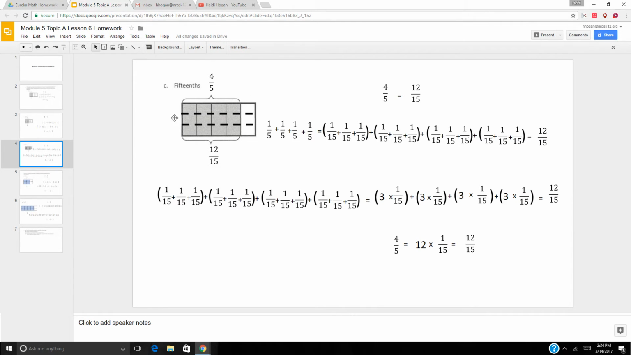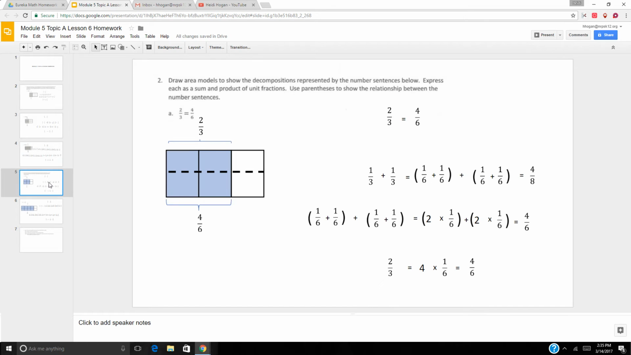So 1/15 plus 1/15 plus 1/15, plus 1/15 plus 1/15 plus 1/15, plus 1/15 plus 1/15 plus 1/15, plus 1/15 plus 1/15 plus 1/15 is the same as 3 times 1/15, 3 times 1/15, 3 times 1/15, and 3 times 1/15. Or in a shorter version, 4/5 equals 12 times 1/15, which is 12/15. Whew, this one's a little shorter and easier.